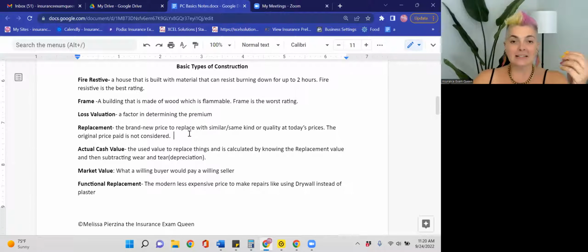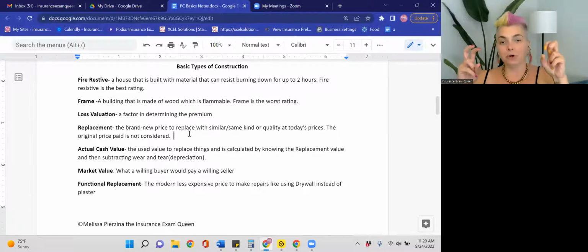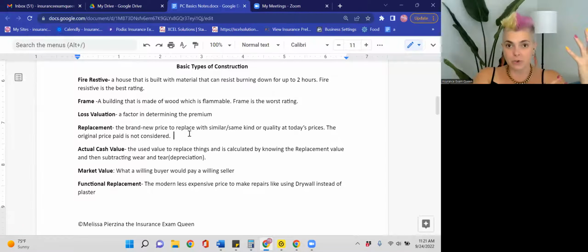There are certain things that may be irreplaceable because they're no longer produced, but the goal of replacement is the next closest thing at today's prices. So similar, like, kind, and quality at today's prices, the brand new value. I like to say replacement is the Best Buy value. What you would have to spend when you go in to buy at Best Buy, and then actual cash value is the used value, the Goodwill value.